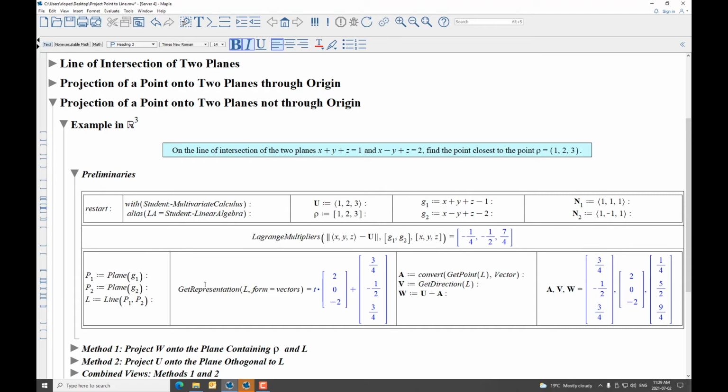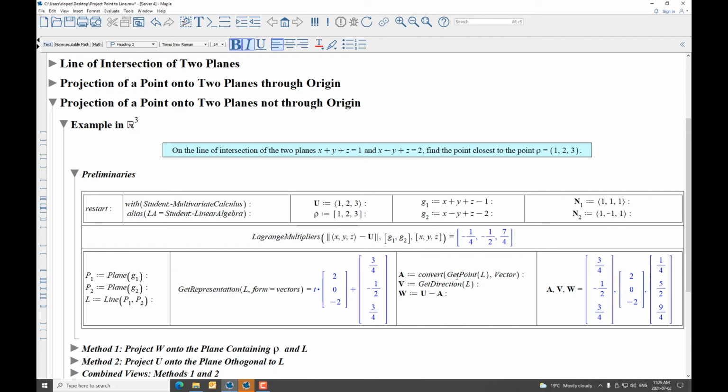Now we can make use of the multivariate calculus tools, define the planes. They together define the line of intersection, so use the line command, and then we want to see what that equation looks like. So we get the representation of that line in the form of the vector, non-combined. So this is the direction vector, call that V, and this is a fixed point on the line, call that A. So grab that point A.